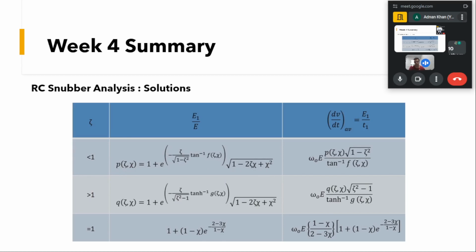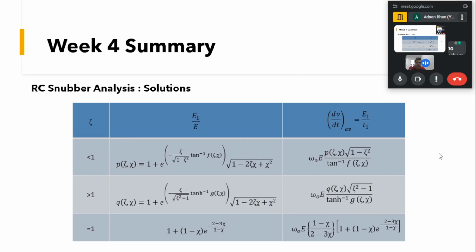You can use MATLAB or some software to solve these devices, and these are the equations for the different xi conditions. When we have xi less than 1, that is the underdamped condition, then we have to use this equation. For overdamped, xi greater than 1, this equation comes for the E1 by E that we had seen. And for critically damped, these are the equations.